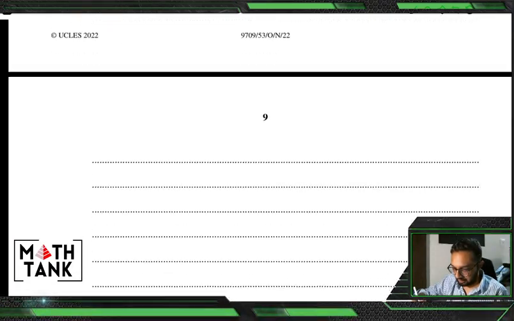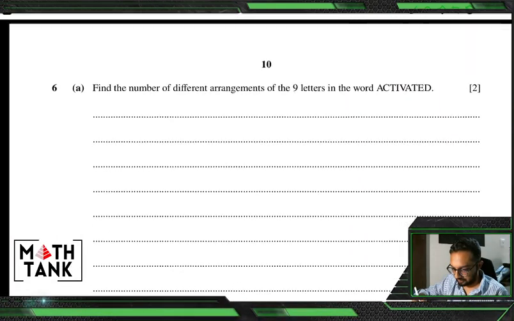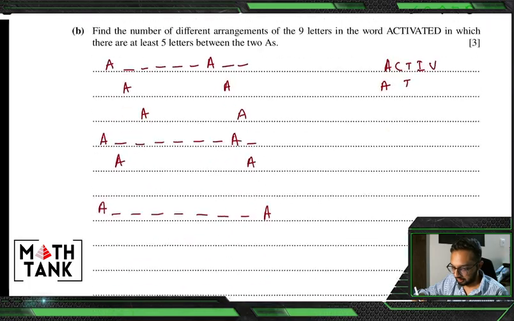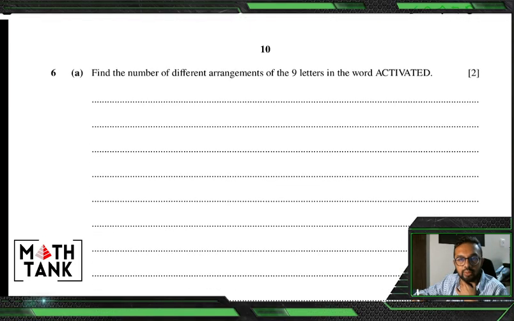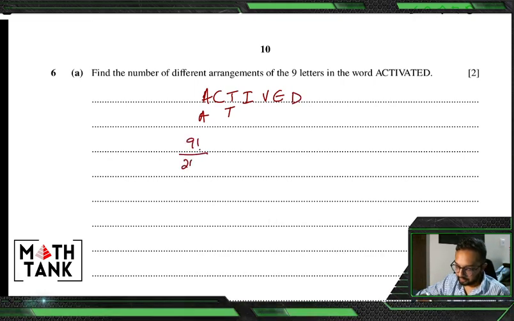Okay, then this question says find the number of different arrangements of the 9 letters in the word activated. So activated, let's just write that down first. So that's 9 factorial over 2 factorial into 2 factorial, and that's simple, I think. 90720.